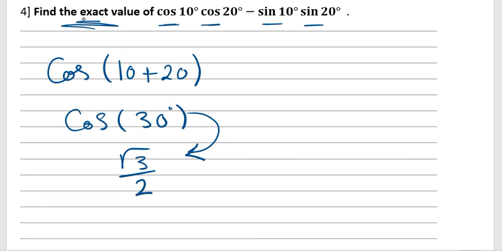So in question 3, he said simplify so we can find the value or not. Here he said find the exact value. So after simplifying, we have to find the value of the function of this angle, like this.